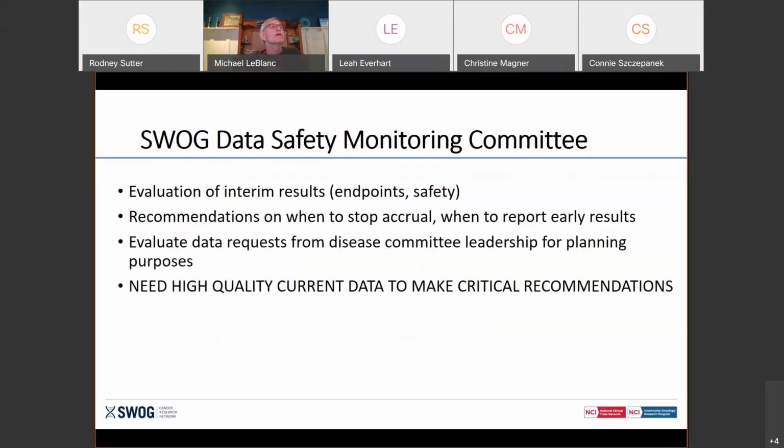One of the groups that's looking at the data, the critical group, is the SWOG Data and Safety Monitoring Committee, and they're evaluating interim results, endpoints, and safety data. They're trying to make a decision whether a study should stop now or carry on, whether more patients should be accrued or not. They're evaluating data requests from outside to use for purposes of designing a new study. So we need high quality current data to make those critical recommendations through the Data and Safety Monitoring Committee. Next slide.